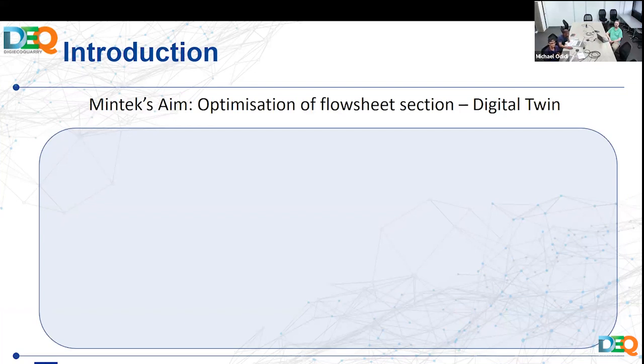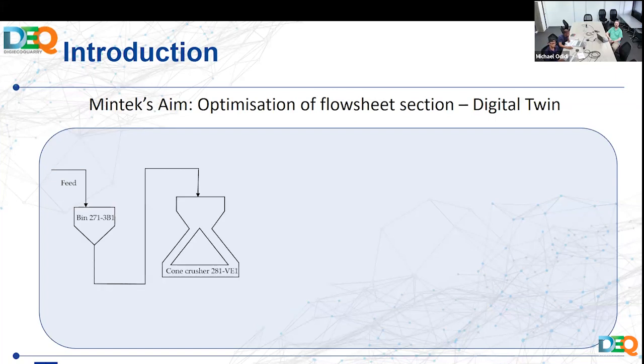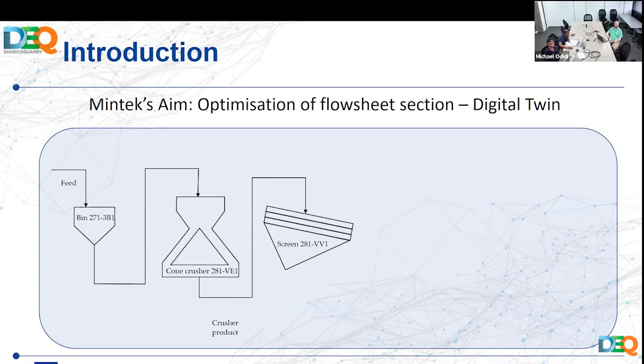Now just to give you more of an idea as to what we're doing, we're working together with one of the quarry plants. The aim here was to optimize a section of their flow sheet. So just to give you the broad overview, it begins with the feed material that is sent to a storage bin. This material is then sent to a cone crusher, which reduces the size distribution. The crusher product is then sent to a 3-deck vibrating screen. The undersized material from this screen, for the purpose of this simulation, we would say is a product stream.